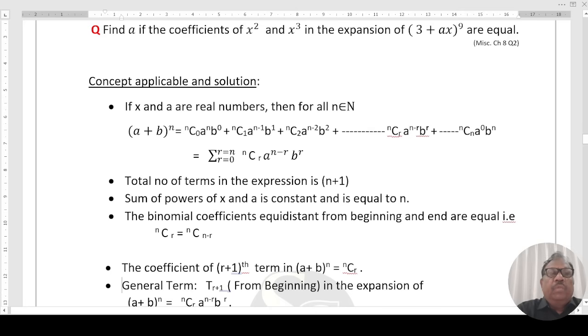The question is, find a, if the coefficients of x square and x cube in the expansion of (3 plus ax) to the power 9 are equal. The question is taken from the NCERT Miscellaneous Exercise. Concept applicable in the solution.